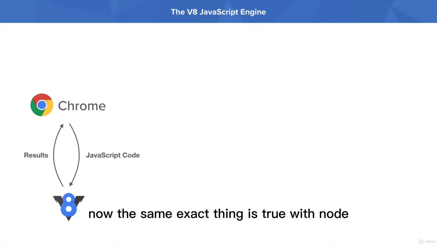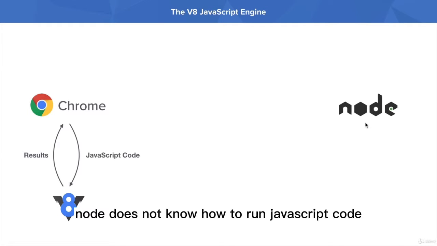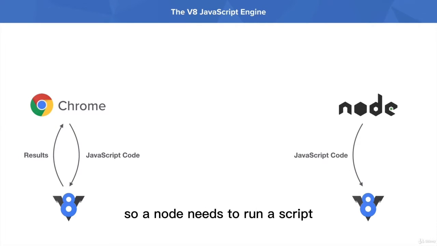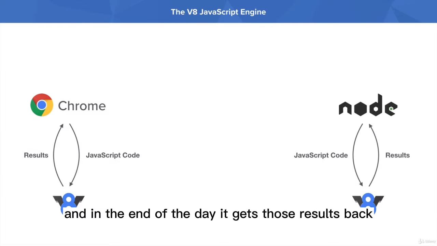Now, the same exact thing is true with Node. Node does not know how to run JavaScript code. It also uses that V8 engine. So when Node needs to run a script, it passes that script down to V8, and at the end of the day, it gets those results back.